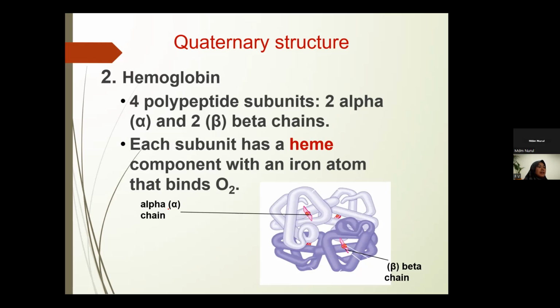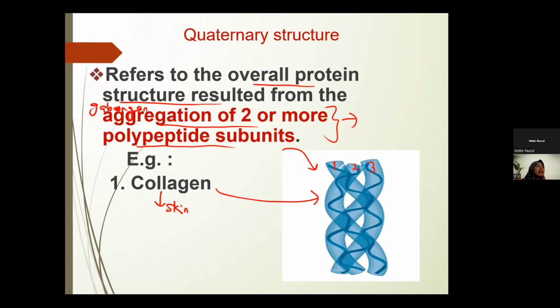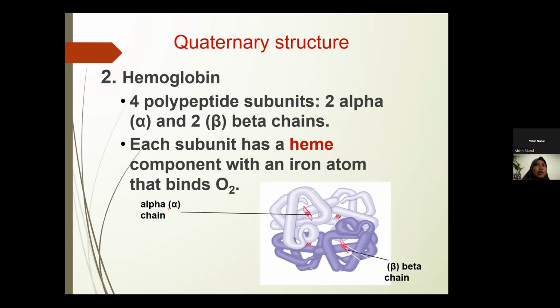Contoh yang kedua. Still under quaternary. Faham tak maksud ini? Under quaternary, quaternary itu maksud dia apa? Aggregation of 2 or more polypeptide subunit. Contoh yang pertama, collagen. Collagen ada 3 polypeptide subunit. Okay, contoh yang kedua ialah hemoglobin. So this is the picture of hemoglobin. Ingat gambar kena ada di sini. Okay. Hemoglobin is composed of, made of 4 polypeptide subunit, iaitu 2 alpha chain and 2 beta chain.